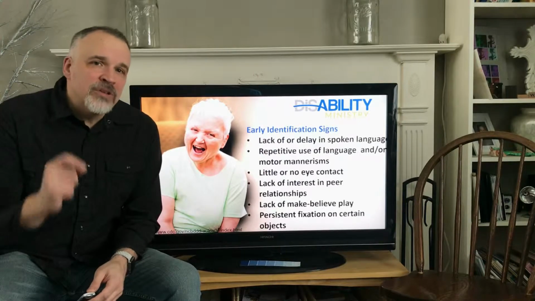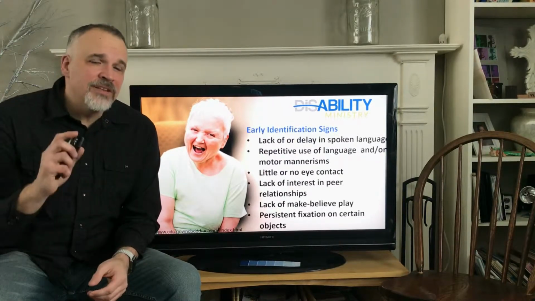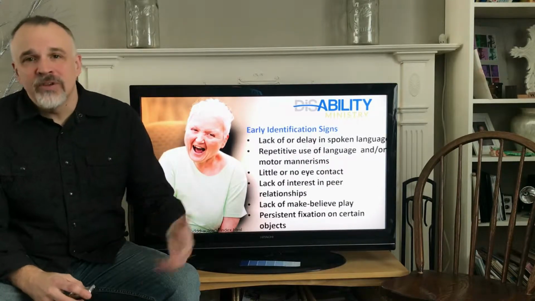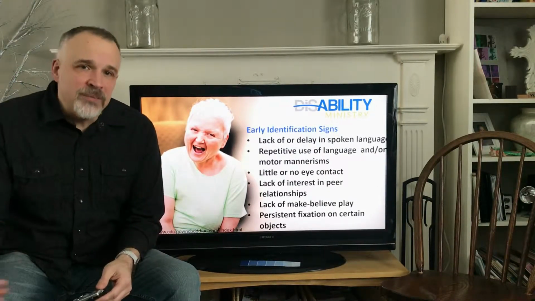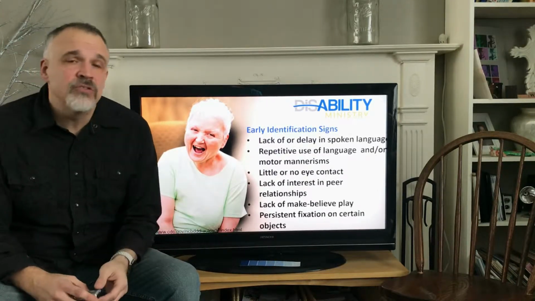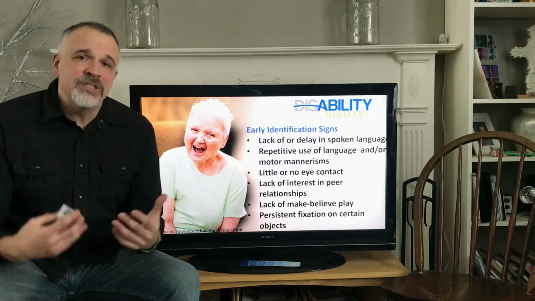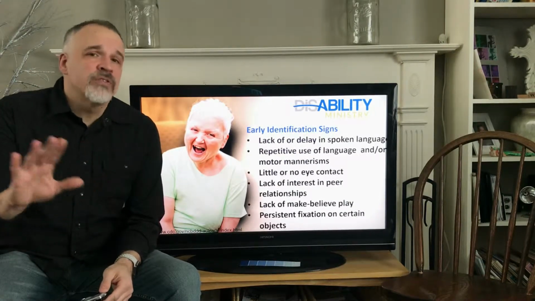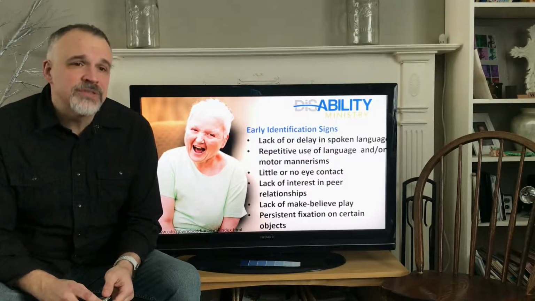Again, if you're a ministry volunteer, it is not your job to diagnose. That is the job of a medical professional working with a family. If a family were to approach you and ask if you've observed these things, you could relay that information in a positive way with the family. But it is not your job, nor is it ever your job, to diagnose someone.